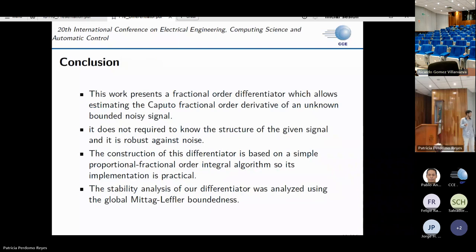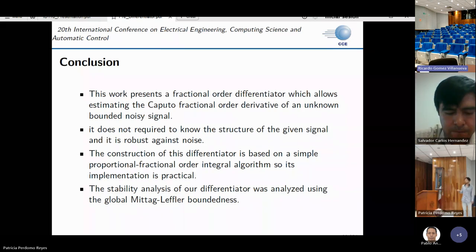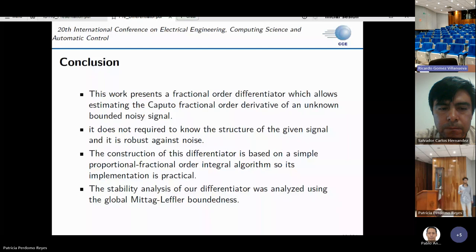Finally, the conclusion of this work: we present a fractional order differentiator which allows estimating the Caputo fractional order derivative of a known bounded, noisy signal. This structure doesn't require knowing the structure of the given signal, and is robust against noise. The construction of this differentiator is based on a simple fractional order proportional integral structure. It's really simple, so its implementation is practical.